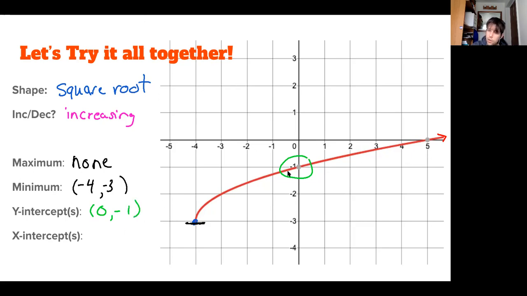X-intercepts are kind of reversed from that. We started at our origin. For this one, it's over here. So we need to move 5 to the right, +5, and then 0 up or down. So the y-coordinate is 0 there. And that's the only one. It only had 1 in this case.